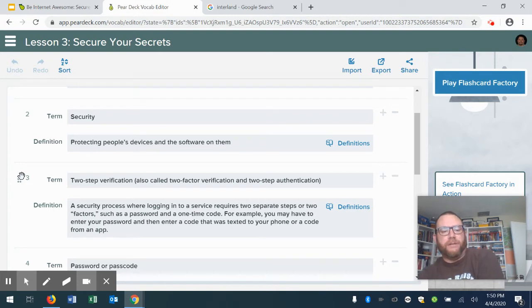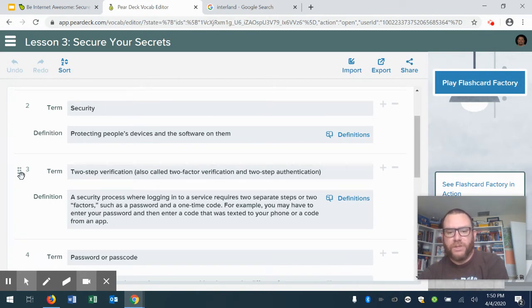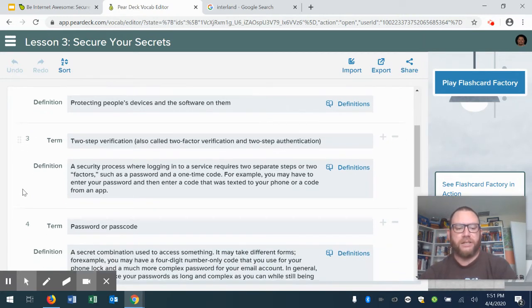Two-step verification, also called two-factor verification or two-step authentication. This just means that when you log into something, they make you do 2 different things to make sure it's you, right? So they may have you put in a password, and then they may text a code to your phone and have you put in the code. I just had to do this with a new bank account yesterday. It's a little bit of a pain, but it's a way to know that it's always you and make sure the security is good.